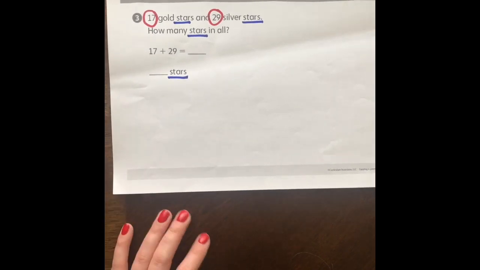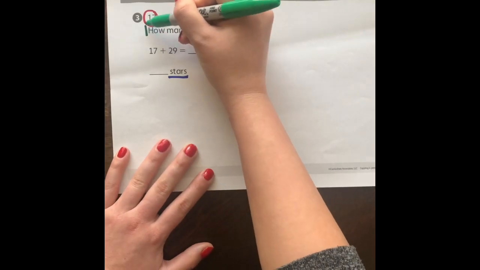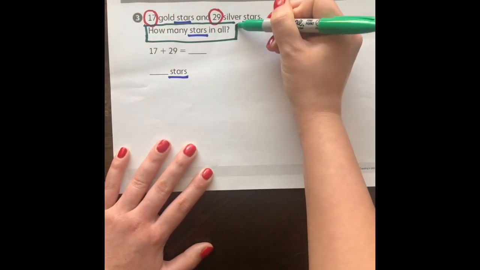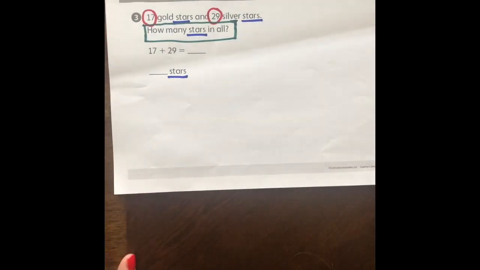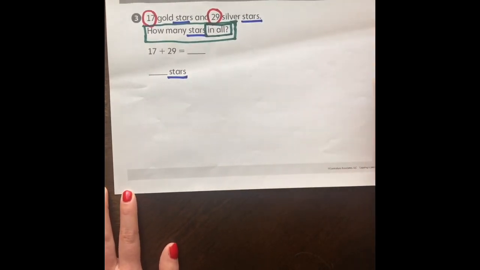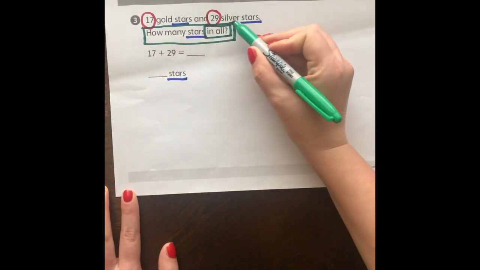And what are we going to box, friends? You're right, we are going to box our question or what we want to find out. And box any of those magic words that tell us what it is we're going to be doing in this problem. So, if you said in all, you are a rock star. In all tells us that we are going to be adding. We want to know how many stars altogether. It does not matter if the stars are gold or if they're silver. We just want to know how many stars.